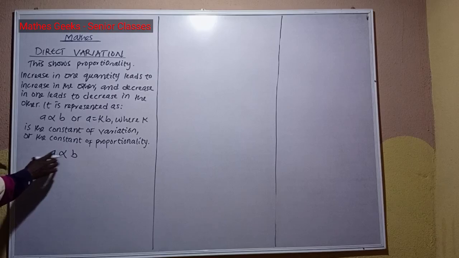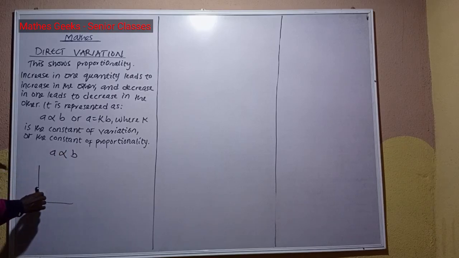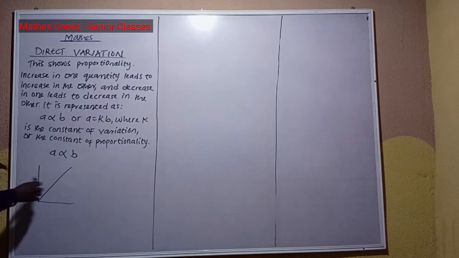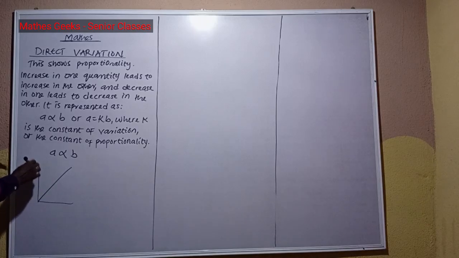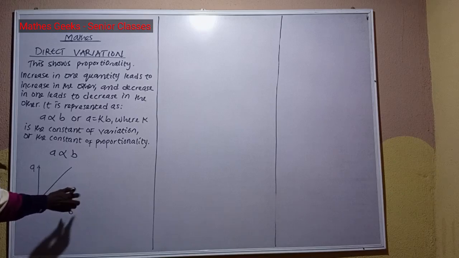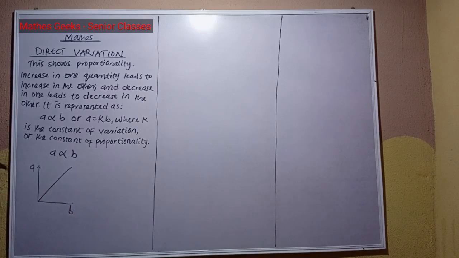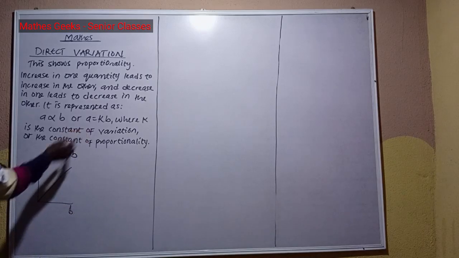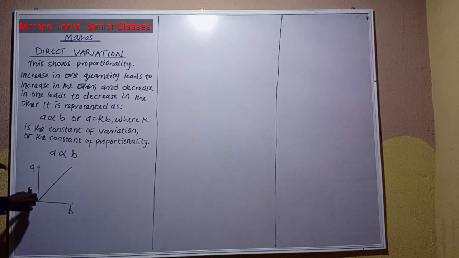So if you plot this relationship, you are going to have a straight line graph of this nature. If this is A and this is B, as you go up along the vertical axis, you also go further along the horizontal axis. So as A increases, B increases. You get a straight line from the origin, which is O.